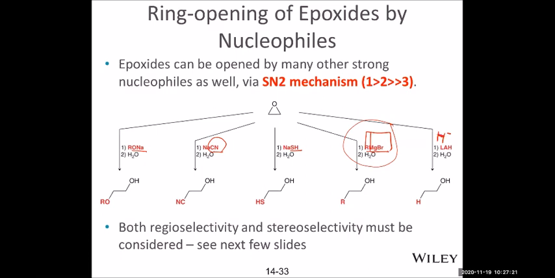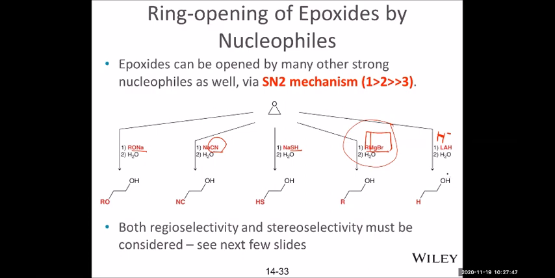But in this condition, when you have an epoxide, a highly strained structure, it will react with the hydride, even though hydride is a very poor nucleophile. The hydride attacks the carbon and forms a carbon-hydrogen bond. The product becomes the alcohol.